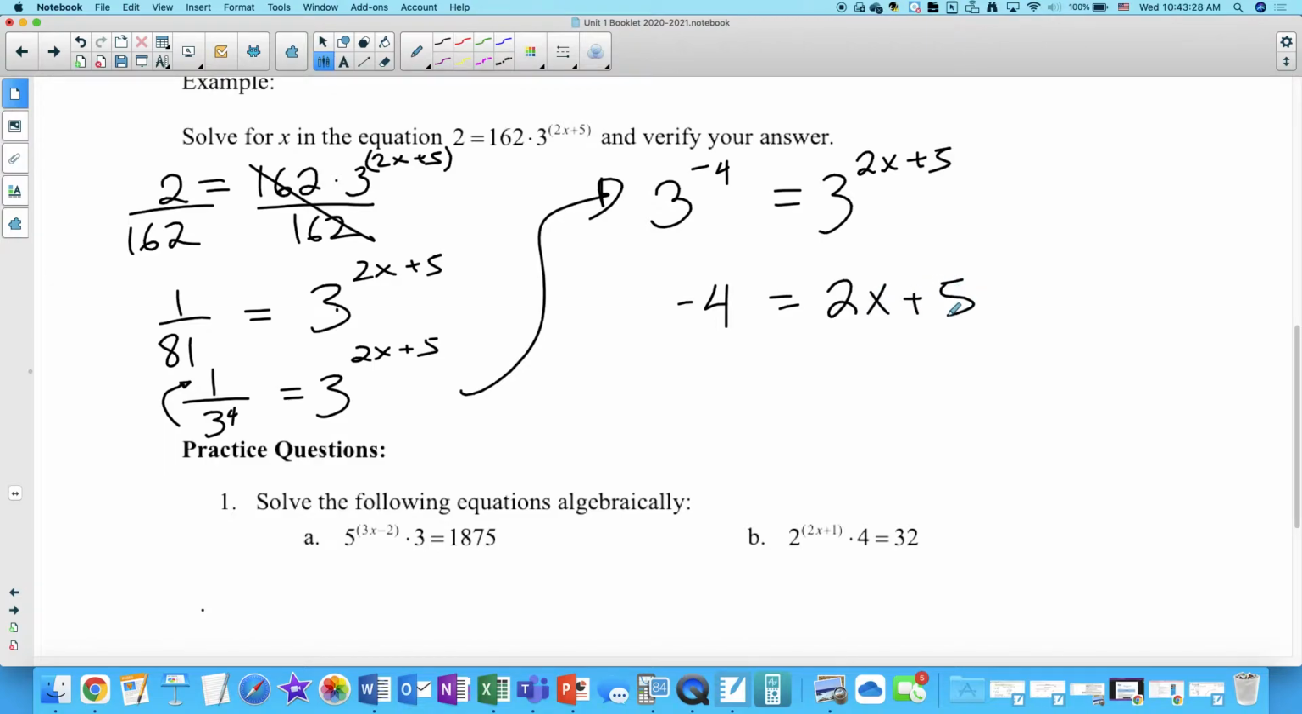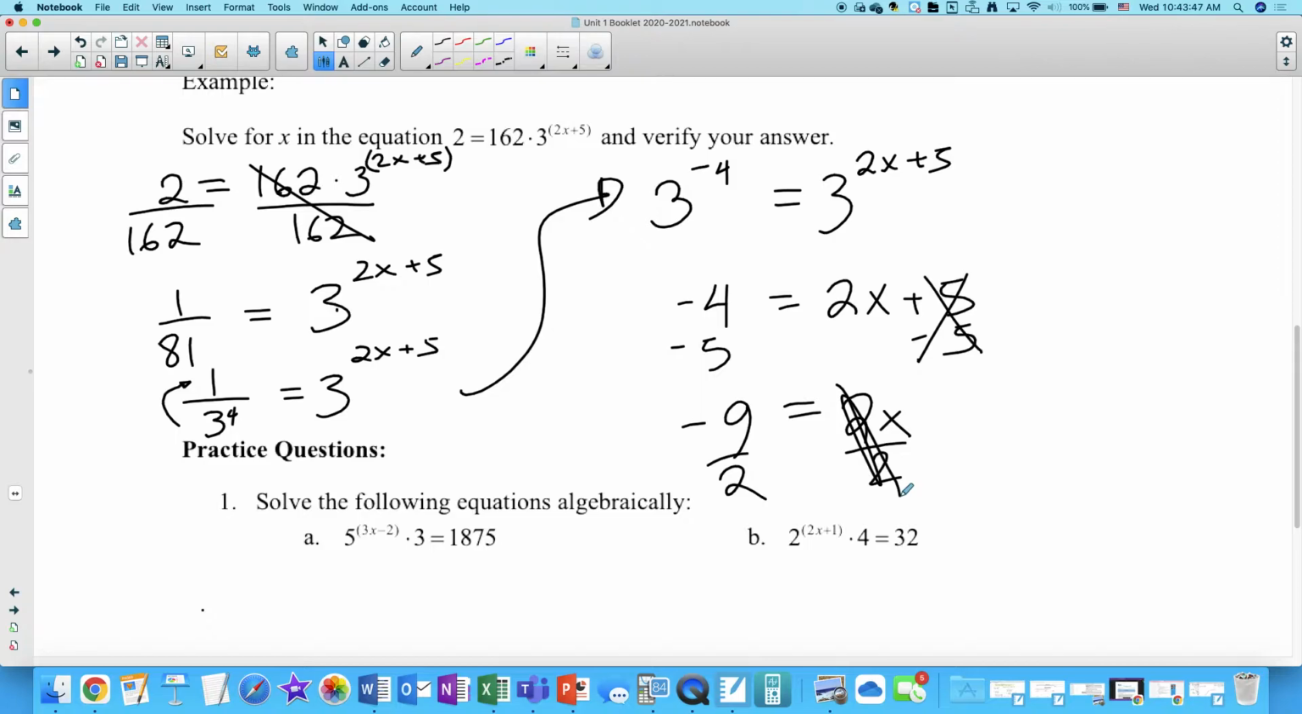Okay, and this is a linear equation, so I'd probably start by subtracting 5 from both sides. And I got negative 9 equals 2x. Divide by 2. Okay, so x equals negative 9 over 2.